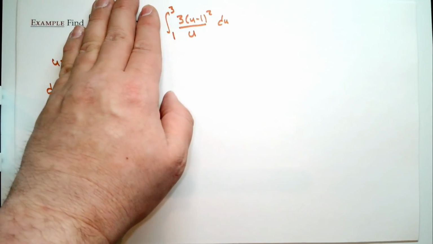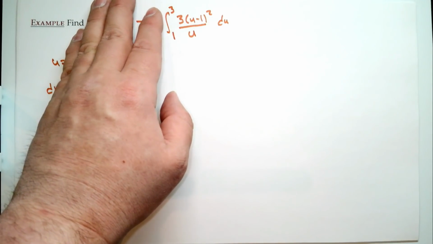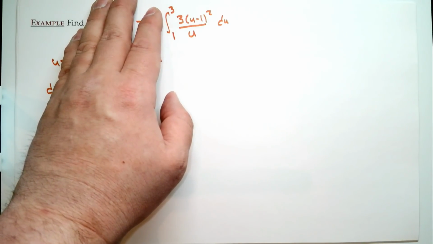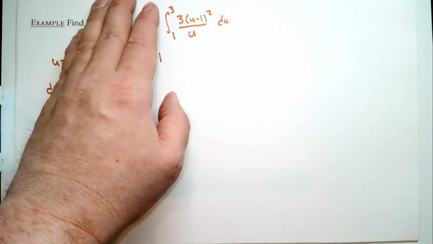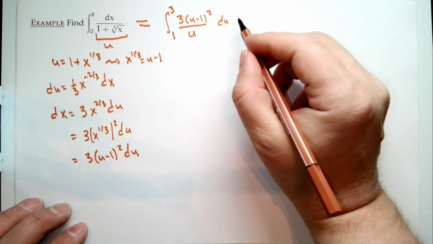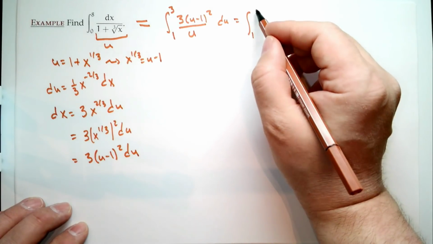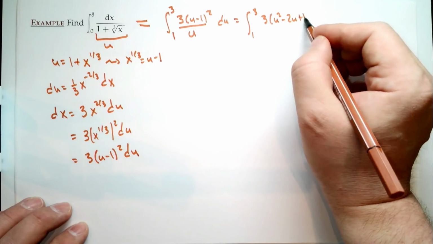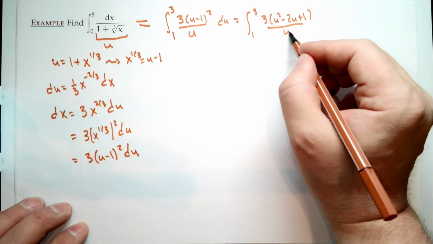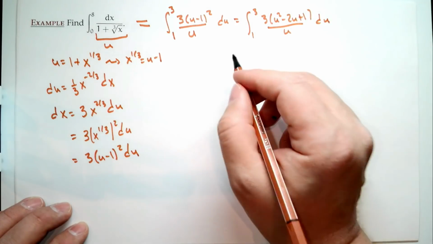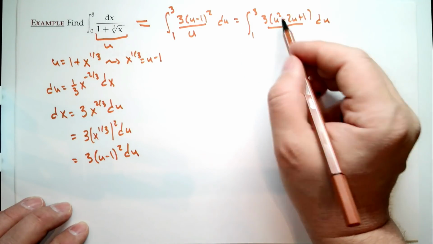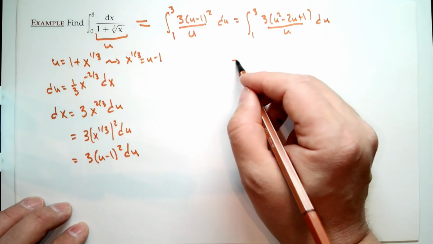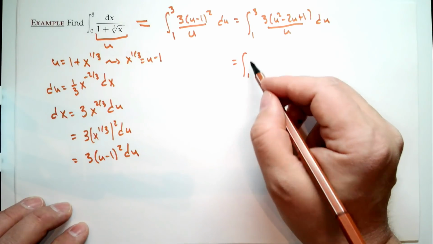Well, is this one of our 8 things we can integrate? Not yet. Is there any algebra we can do? We can expand. So this is a case of use your algebra. 1 to 3, 3, u squared minus 2u plus 1 over u. But we can even keep going, because when I see addition and subtraction upstairs, that says I can do it over each term individually. So I can think of this in the following way.